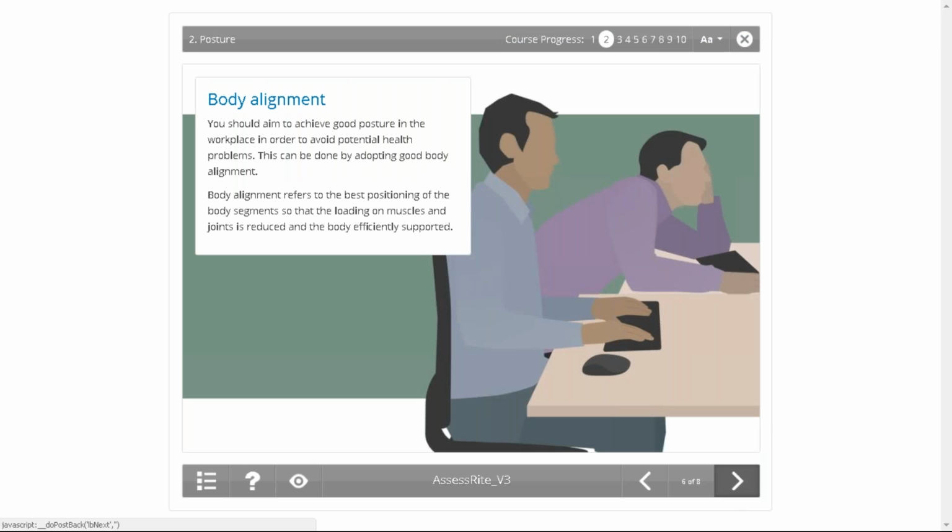And body alignment. You should aim to achieve good posture in the workplace in order to avoid potential health problems. This can be done by adopting good body alignment. Body alignment refers to the best positioning of the body segments so that the loading on muscles and joints is reduced and the body is efficiently supported.